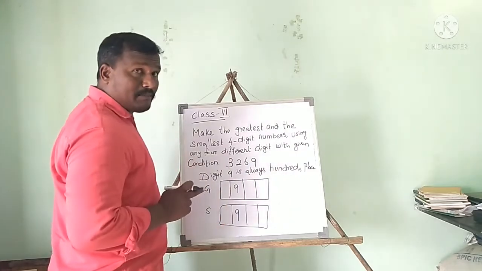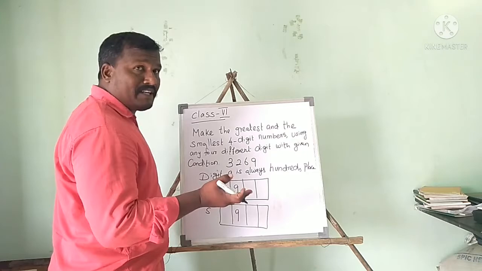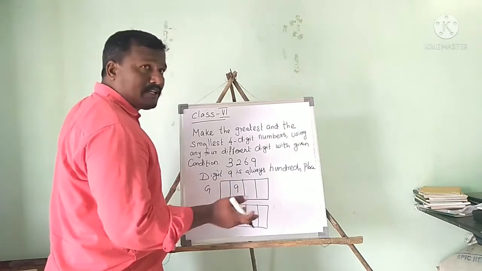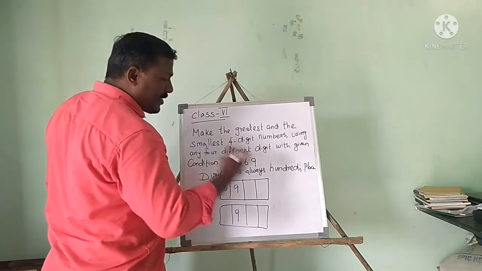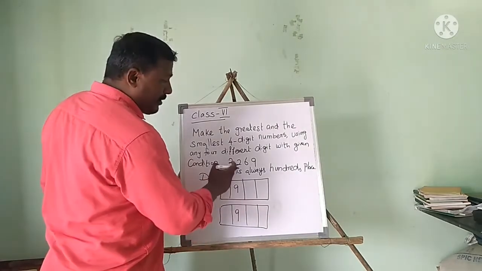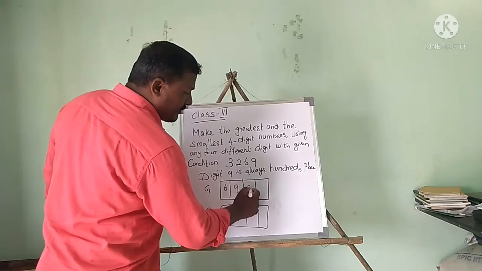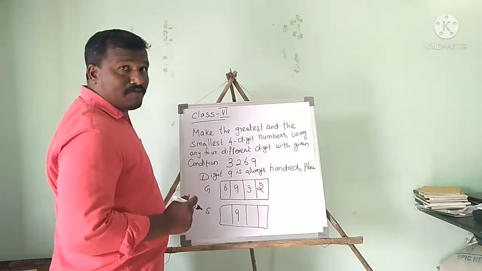9 is the biggest number, but it is already in the hundreds place, so we don't repeat the same number. So another big number, 6. I will put 6 here. Then another smaller number. Compared to 6, another smaller number is 3. Then another smaller number, 2. So this is the greatest 4-digit number.